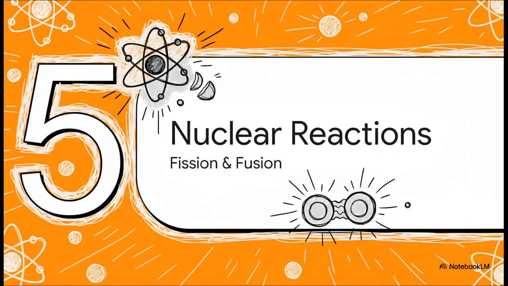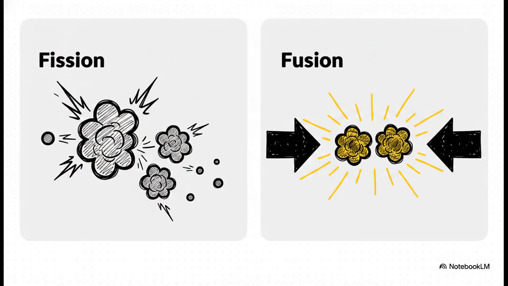Section 5. Nuclear fission and fusion. Let's scale things up quite a bit from natural decay to intentionally splitting and joining atoms. There is a really stark contrast between earthly reactors and the stars in the sky.